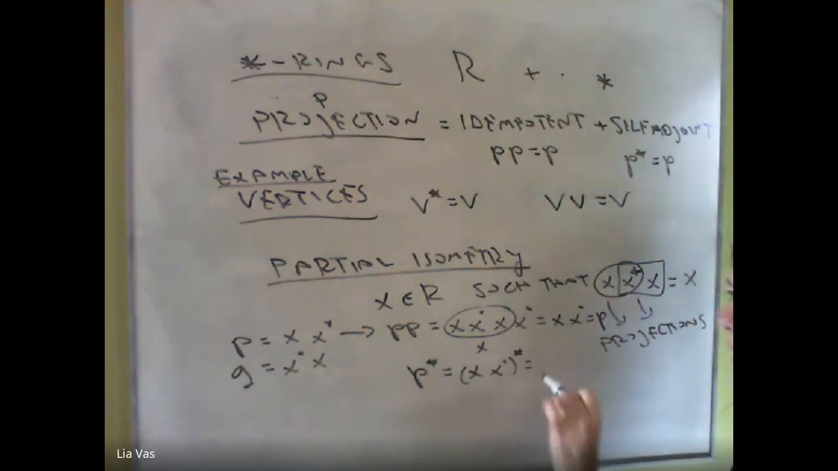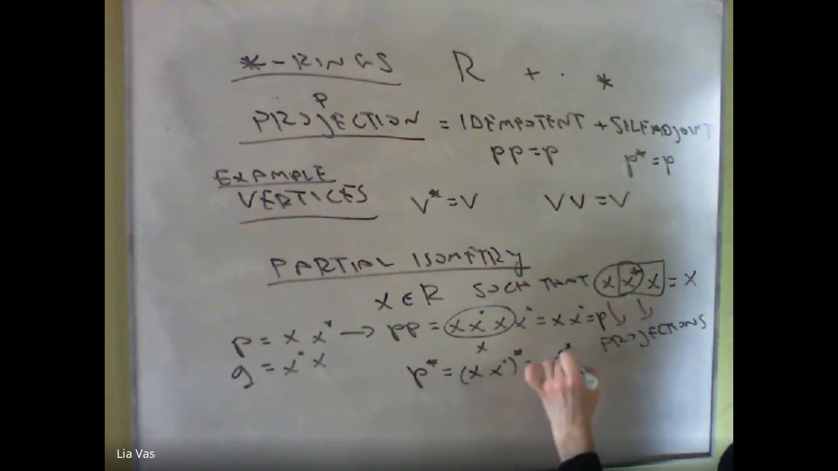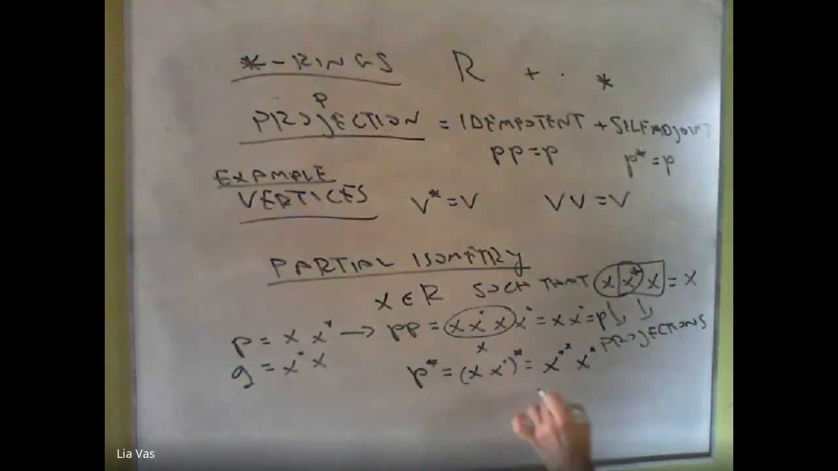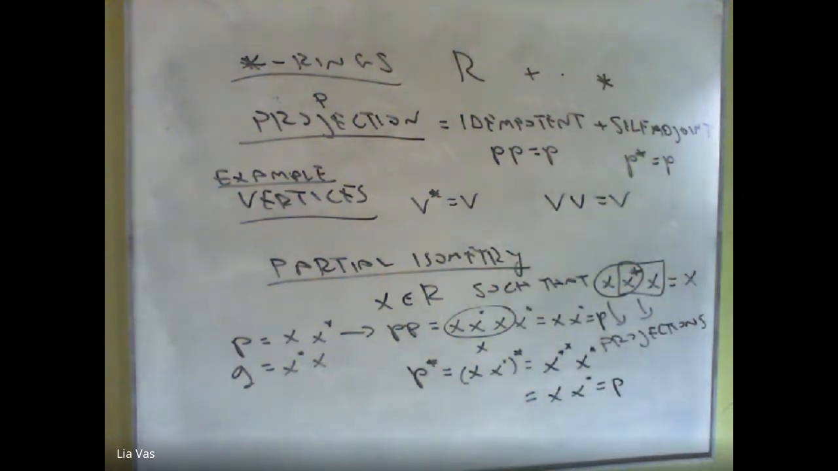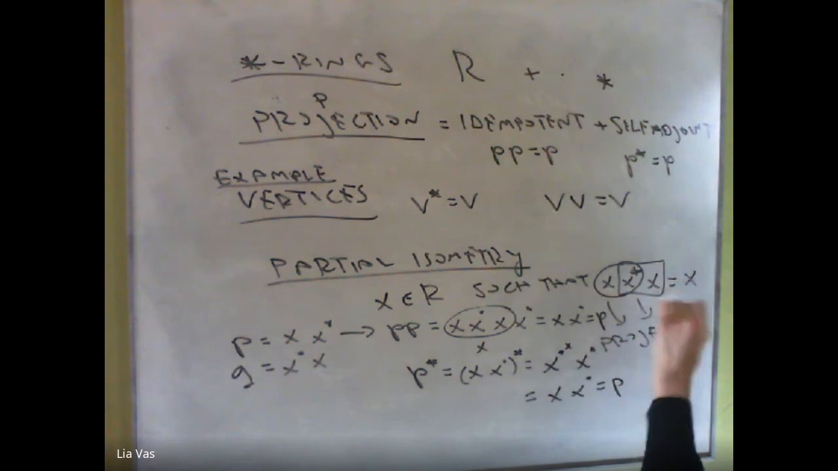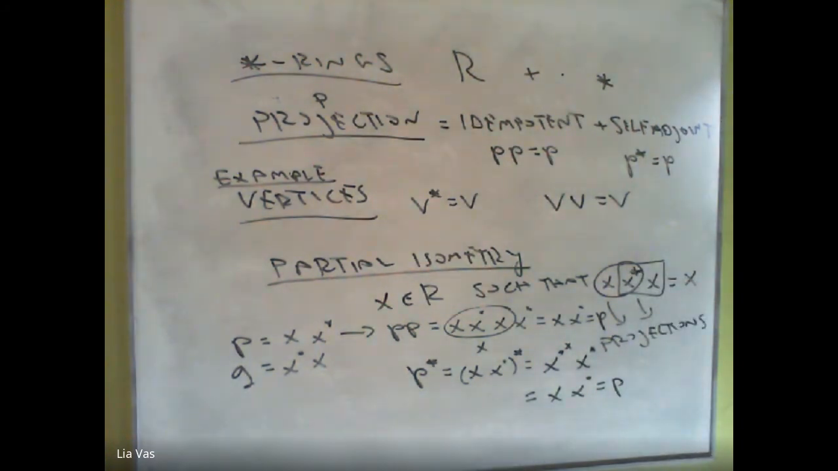And it is self-adjoint because P star is X star star. And how do we star a product? We switch it around and then we star each entry. And what is X star star? That's just X. So there you get your P back, right? And you can convince yourself that this other part here is also a projection, right?